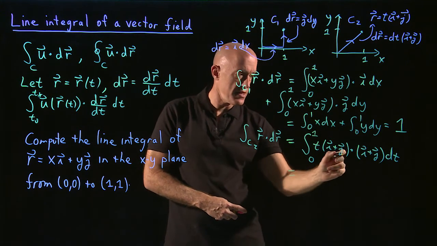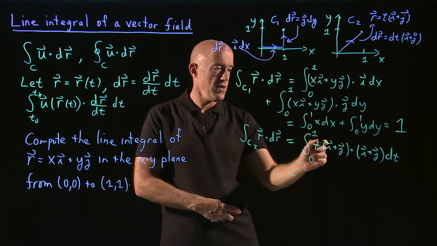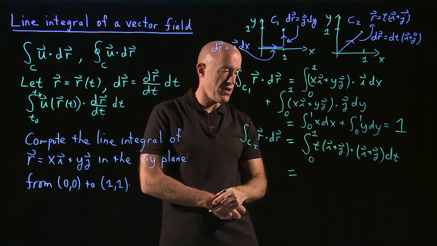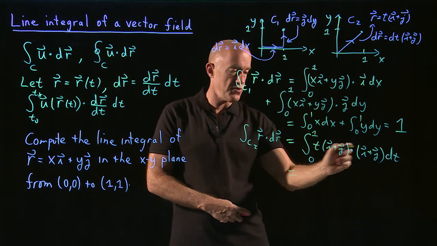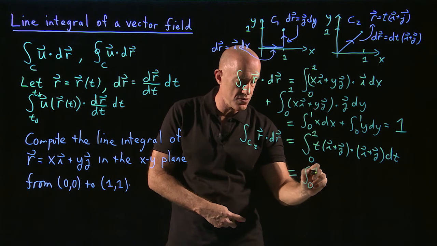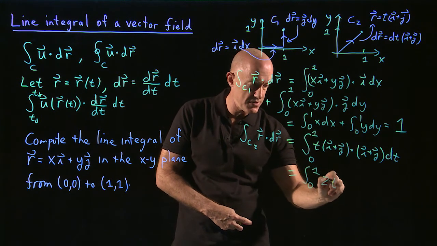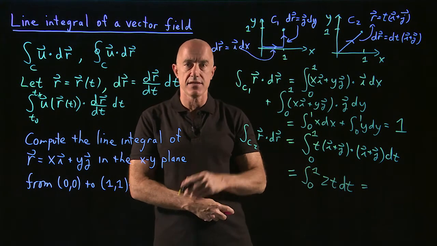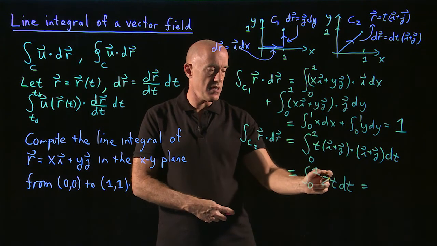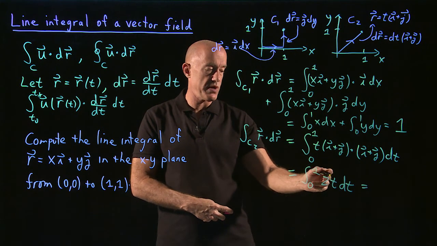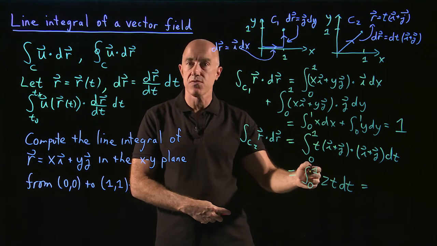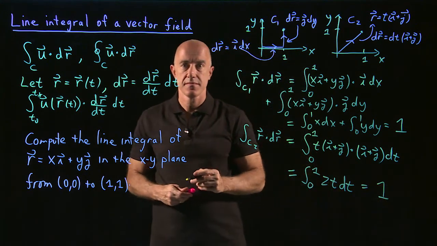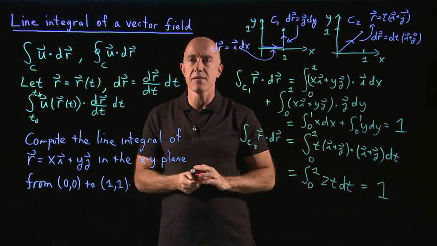Okay, this dot product is simple. i dot i is 1, j dot j is 1, and i dot j is 0. So we pick up a factor of 2 here. So we have the integral from 0 to 1 of 2t dt. The integral of t is t squared divided by 2. The division by 2 cancels the 2, so we get t squared evaluated between 0 and 1, which will just be 1 again. Okay, so let me summarize.